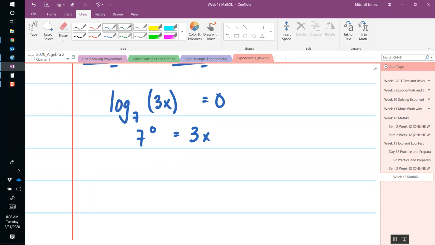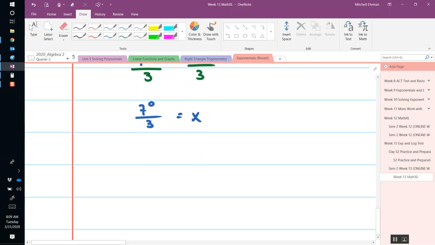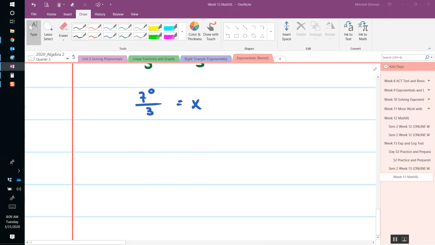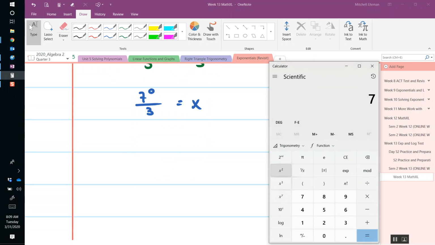And then to get x by itself, we would divide both sides by 3. And for our final answer, we need 7 to the power of 0 divided by 3, because that's what would equal x. Now, 7 to the power of 0, if you forgot, is actually equal to the number 1. Anything to the power of 0 is equal to 1.